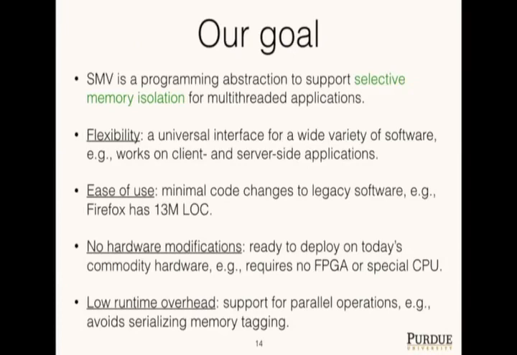Our goal is to provide the programmer with a programming abstraction to selectively isolate process memory with several properties. We believe that in order for security tools to be widely and quickly adopted, a tool needs to be flexible so that client or server-side applications alike can take advantage of it. Second, we think that new tools should be extremely easy to use without the need for a programmer to overhaul the entire legacy software. Also, a tool that does not require hardware modifications or specific hardware is ready to be deployed on today's commodity systems. Last but not least, a tool shouldn't sacrifice parallelism when providing security, and it should guarantee the security of the software without serializing execution.